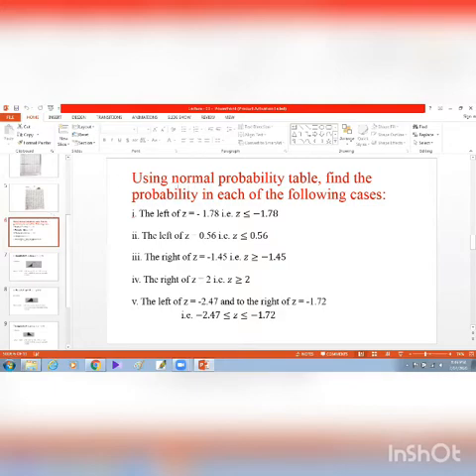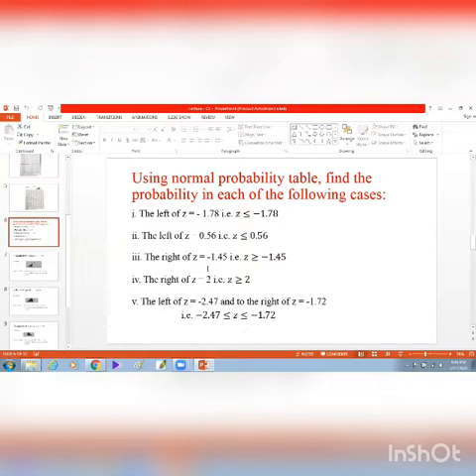So, the question is, using the normal probability table, find the probability in each of the following cases. The first one, the left of z equals minus 1.78, that means z less than or equal to minus 1.78. Second one, the left of z equals 0.56, that means z less than or equal to 0.56.